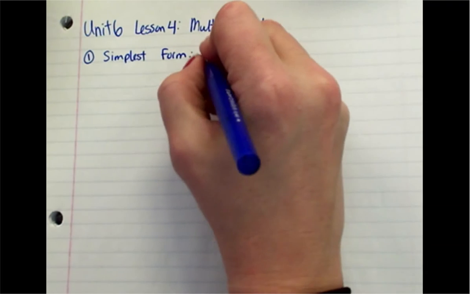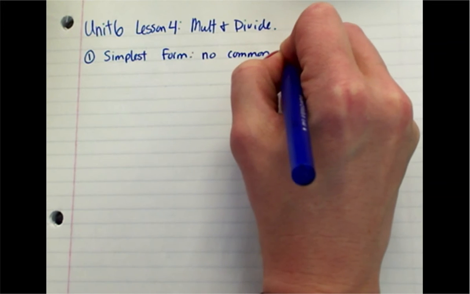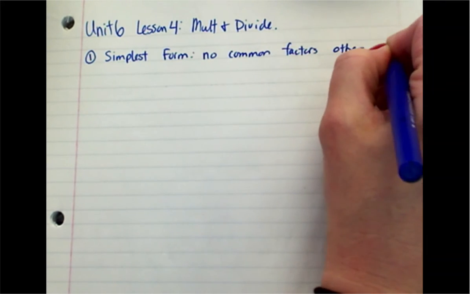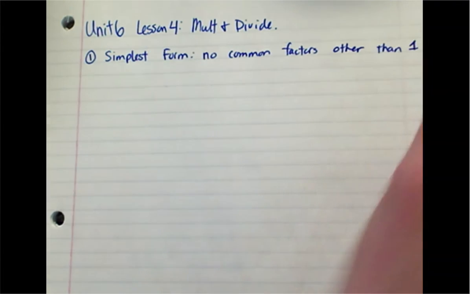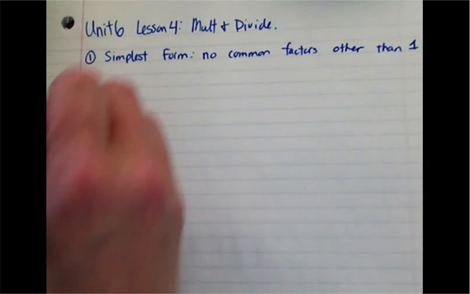Okay, simplest form means no common factors other than 1. 1 is the only common factor. It means we're trying to find all the common factors and cross them out, including monomial and binomial factors.